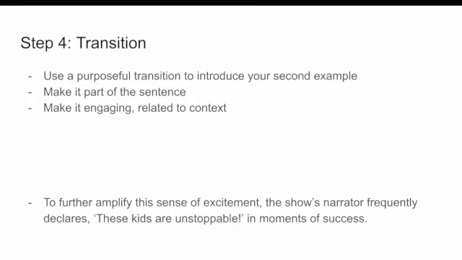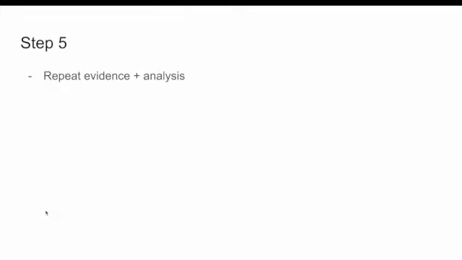This basically means that you shouldn't have an abrupt ending to your analysis and you shouldn't have an abrupt starting to your evidence. So it should just be something really short, like "to further amplify this sense of excitement." So this right here is your transition. And now you're going into the second piece of evidence, right? So it's just a very small phrase here to ease us into the next section of the body paragraph. Step 5 is just repeating the evidence and analysis once again, so you have a stronger, meatier body paragraph.